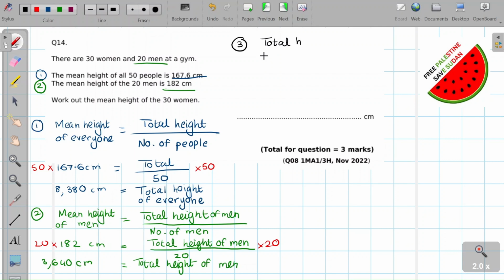Okay, the next thing I have to do is work out the total height of the women. Total height of women: the total height of everyone, which is 8,380, subtract the total height of the men, which is 3,640.